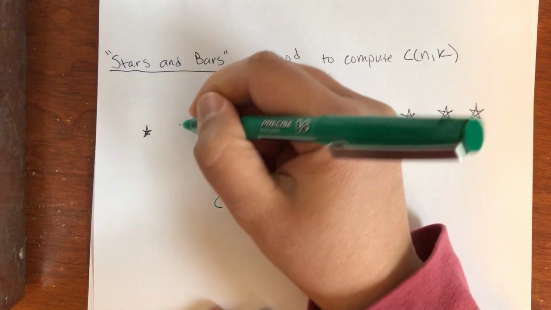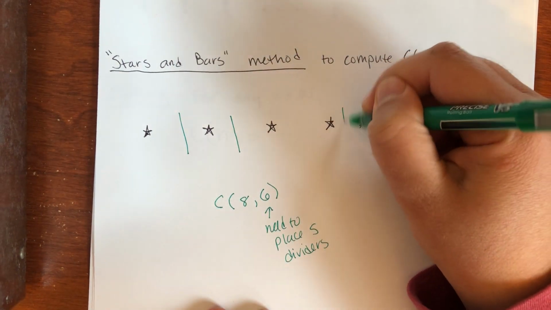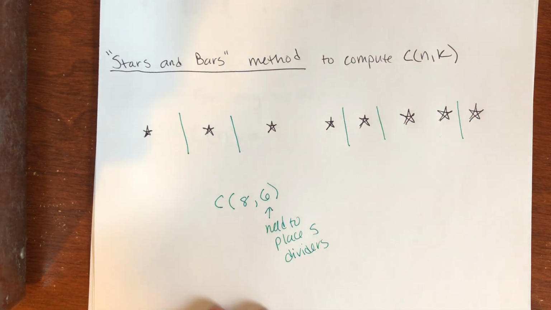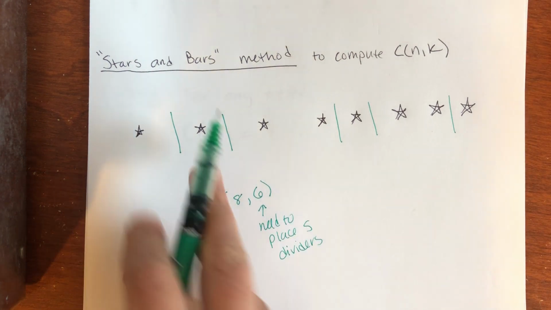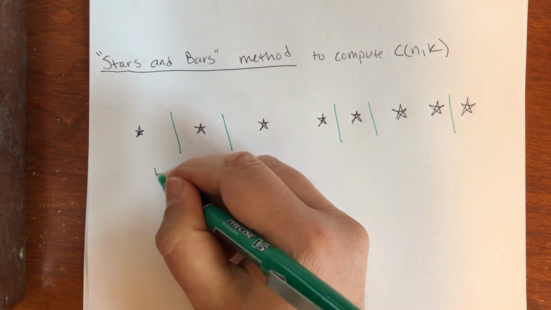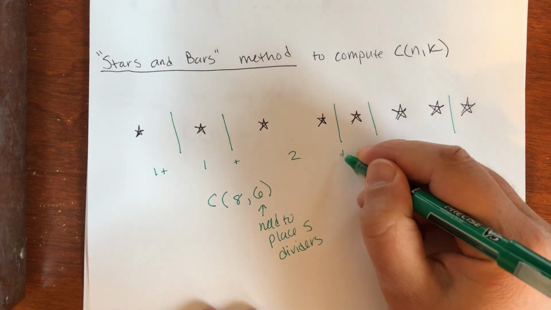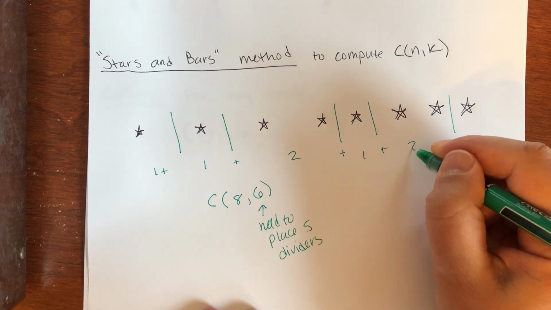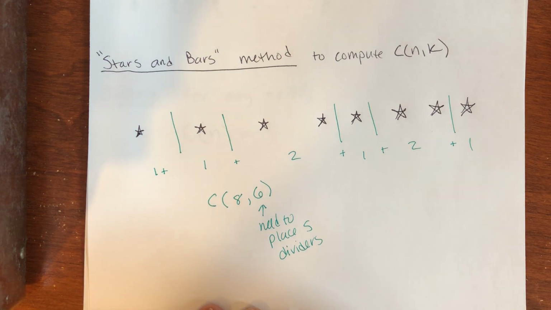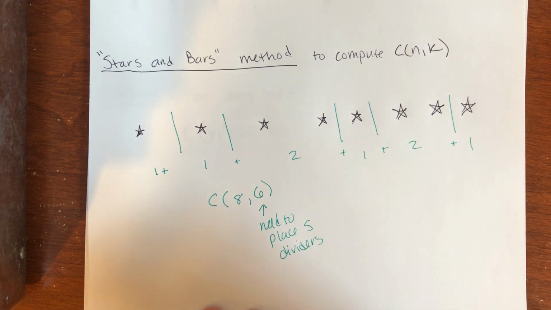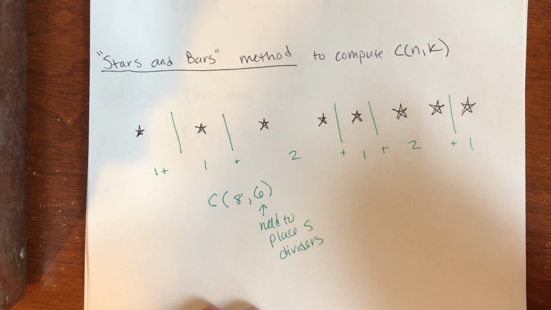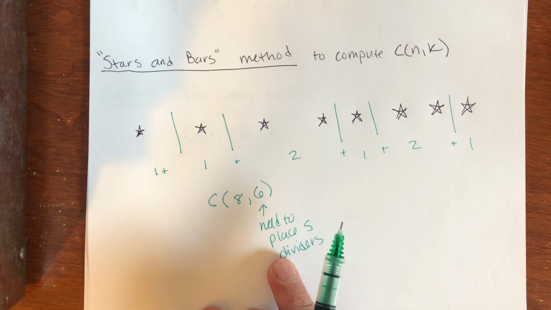Right, if I place 5 dividers, let's say 1, 2, 3, 4, 5, then I've broken up my stars into 6 groups. The first one is a 1, second one is a 1, the third one has 2, then 1, then 2, then 1. So every placement of 5 dividers is going to give you a unique composition. And the question is, how many ways can I choose to place those 5 dividers?